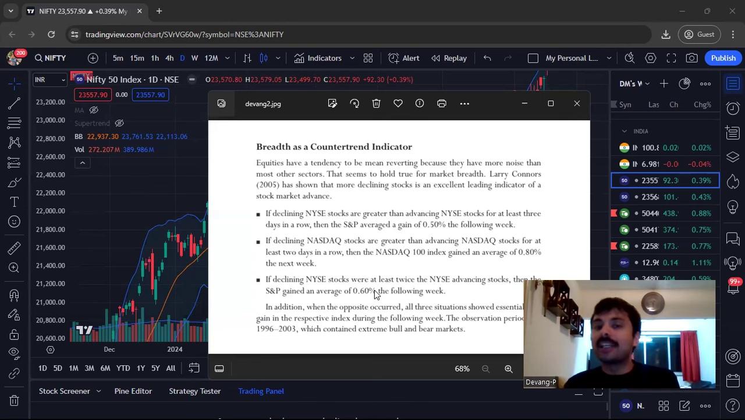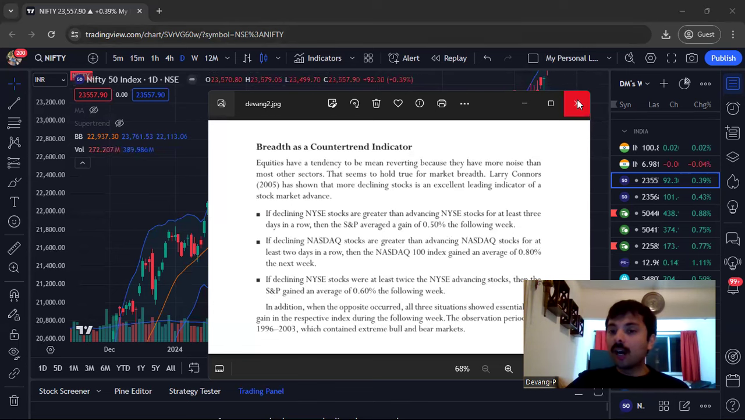And then in the second article, after 2 years, he said, look at the declining stocks. If they are more than the advancing stocks for 2 days consecutively or 3 days consecutively, then the following week that index will give you an average gain of about 1%. So that can give you a good indication of what next week's trading looks like, and you can use that mean reversion to make some money based on whatever instruments or strategies you are using.